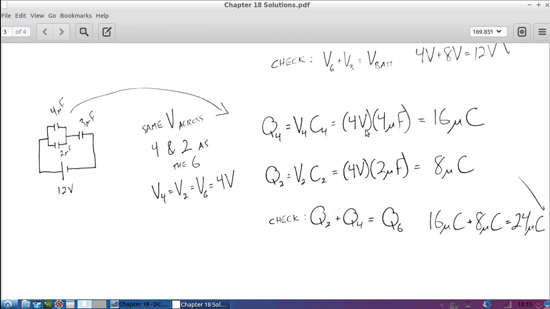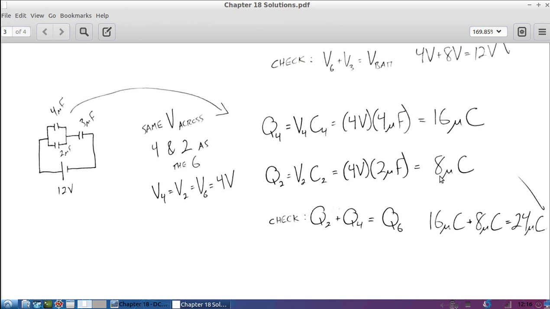So I use 4 volts for the voltage, 4 microfarads for this capacitor's capacitance, and I get 16 microcoulombs. Same thing for the 2. The voltage is also 4 volts. Its capacitance is 2 microfarads. So 4 times 2 is 8 microcoulombs. Again, I'm dealing with microcoulombs. Right? A volt times a farad is a coulomb. A volt times a microfarad is a microcoulomb.